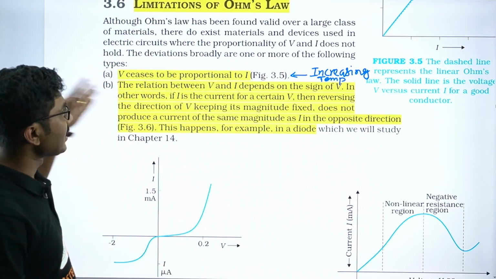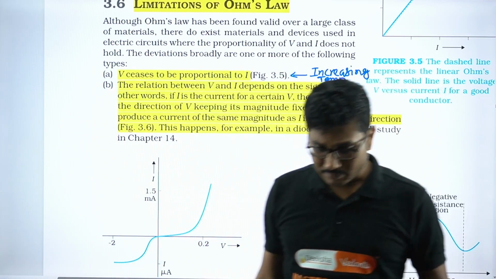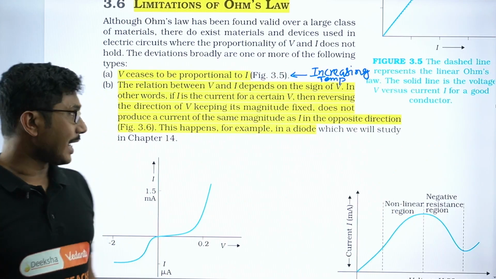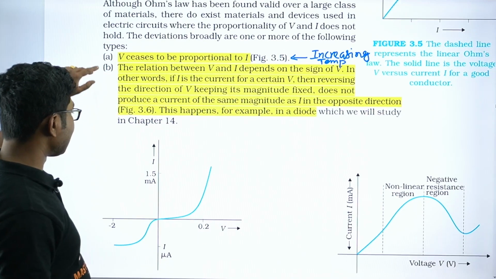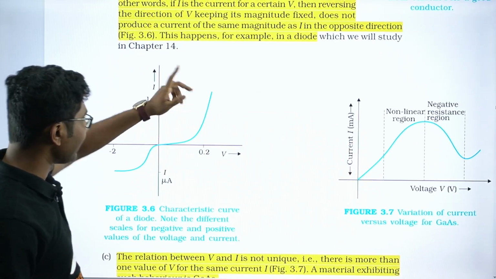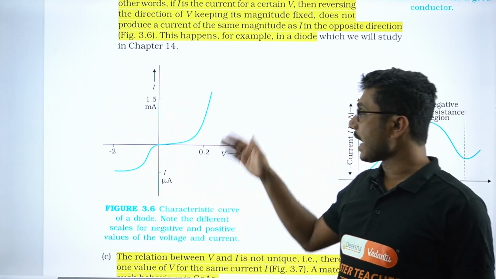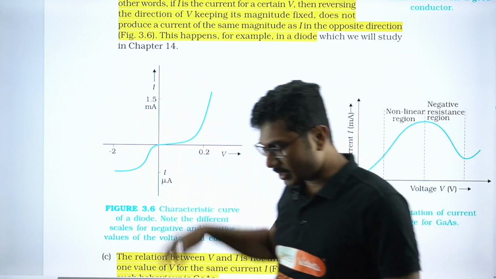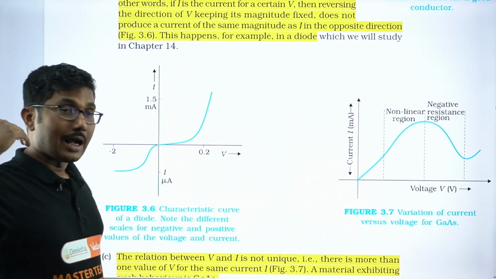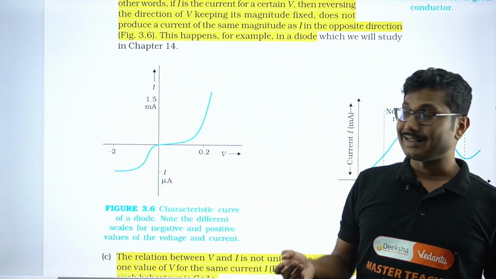And the relationship between V and I depends on the sign of V. Depends on the sign of V means whether V is positive or negative. Based on that, the value of current can change. One such example is a diode. The example is given here. We have already discussed it in our Brahmastra series, and again we will discuss it in our semiconductor chapter, because this kind of graphs we have not discussed in detail in our Brahmastra series. We have discussed a bit in our KCET series.